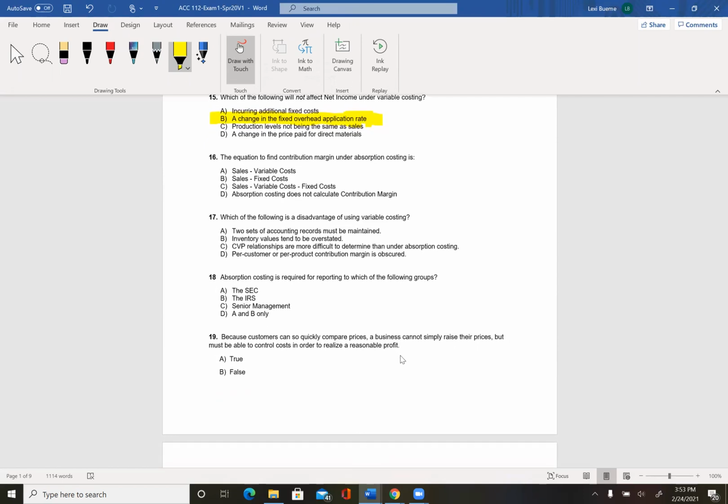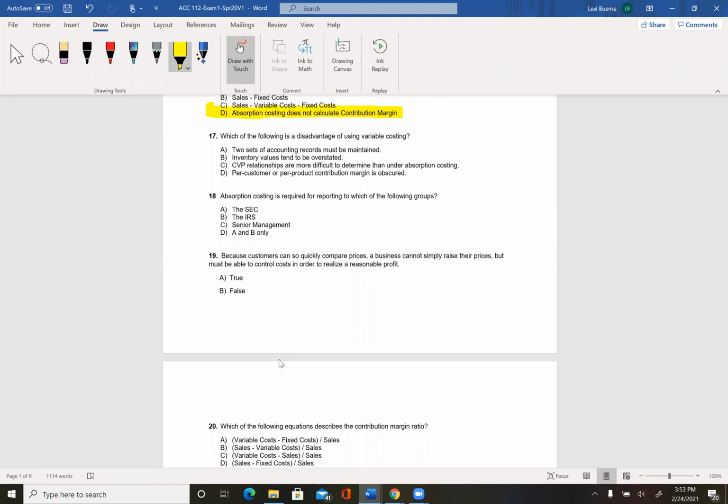The equation to find the contribution margin under absorption costing, that's going to be D. So absorption costing does not calculate contribution margin. Contribution margin is sales minus variable costs, but with absorption costing, you are not doing that.